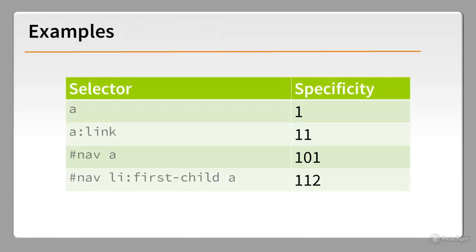Here are a few examples. The first selector in this table is a type or tag name selector, so it has a specificity of 1. When the link pseudo-class is added, it increases to 11, so it overrides the basic selector. The next example contains an ID and a type selector, so its specificity is 101. The final example contains an ID, 2 type selectors, and a pseudo-class, giving it a specificity of 112, so it trumps all the preceding ones.